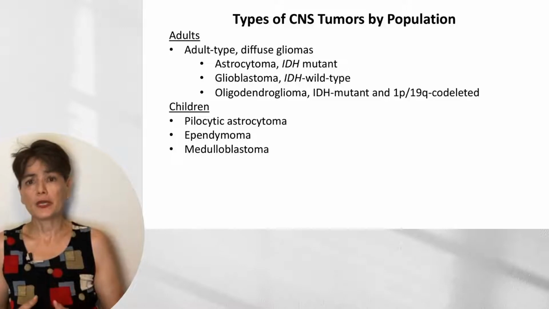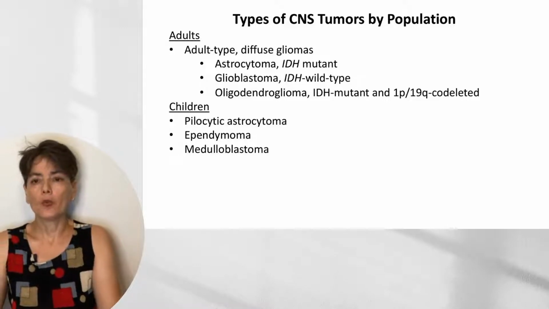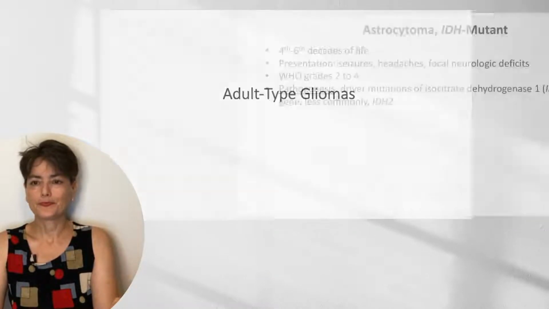So in adults, we tend to think about our adult-type diffuse gliomas, astrocytoma IDH mutant, glioblastoma IDH wild type, and oligodendroglioma, which is IDH mutant and 1p19q co-deleted. In children, we'll be focusing on pilocytic astrocytoma, ependymoma, and medulloblastoma. So let's begin with the adult-type diffuse gliomas.